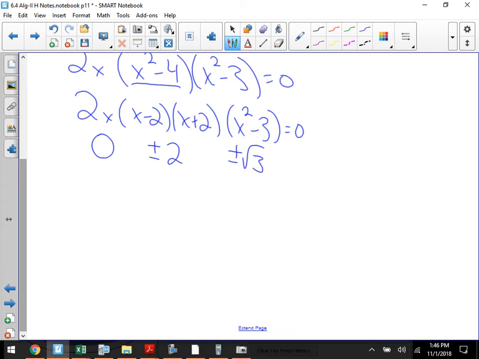Now, this was a 5th degree polynomial. 5th degree polynomial, first term was positive. What are your tails doing? Down, up. Okay, so they're down, up. Now, zero, negative 2, positive 2. Yes, ma'am.